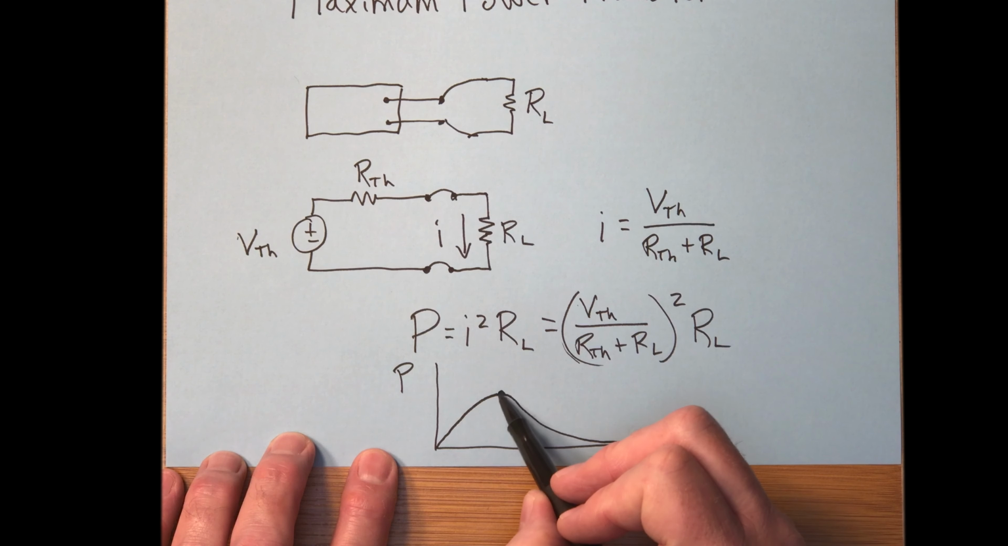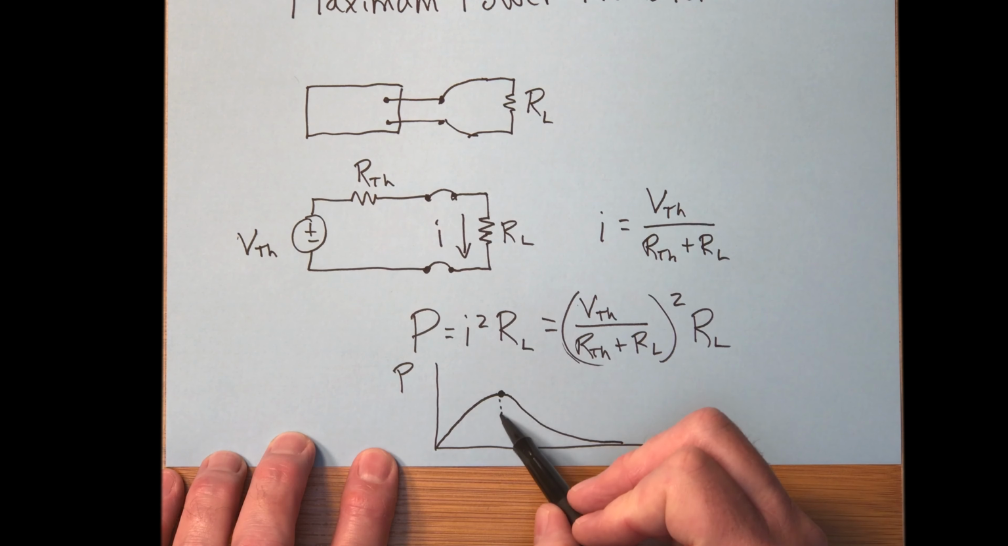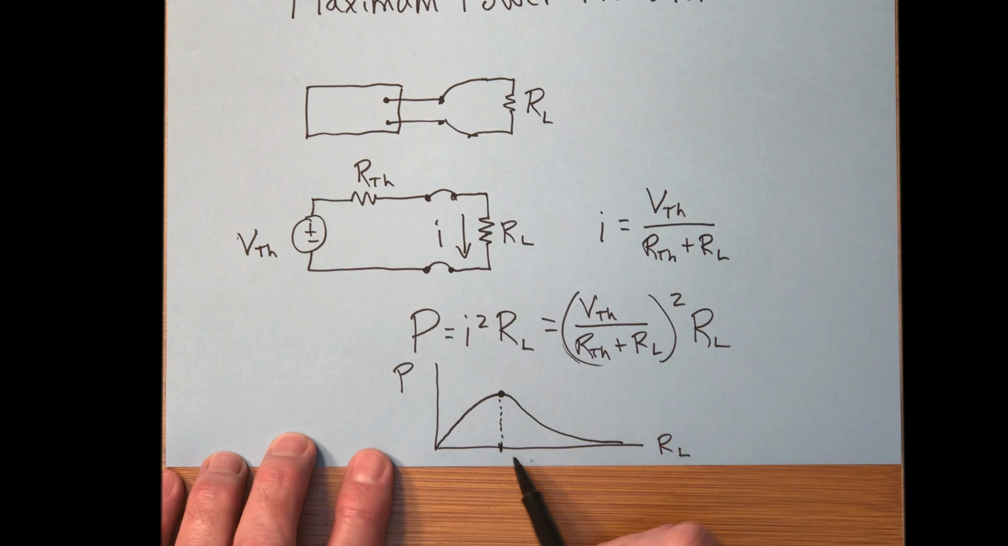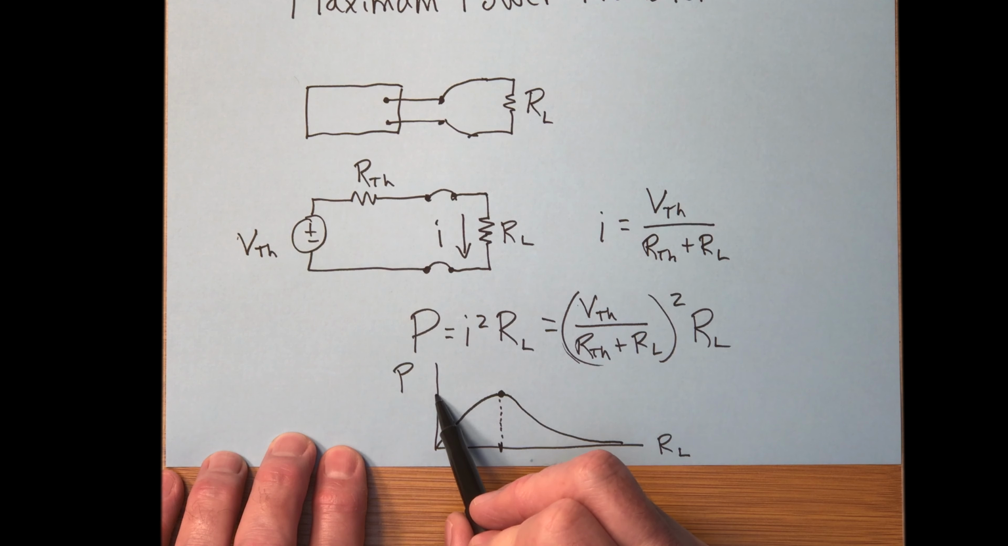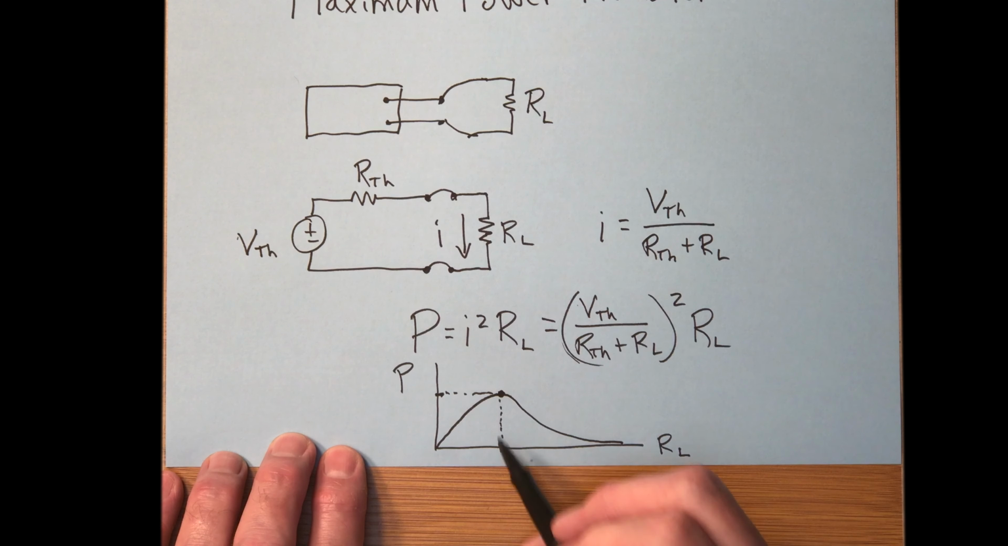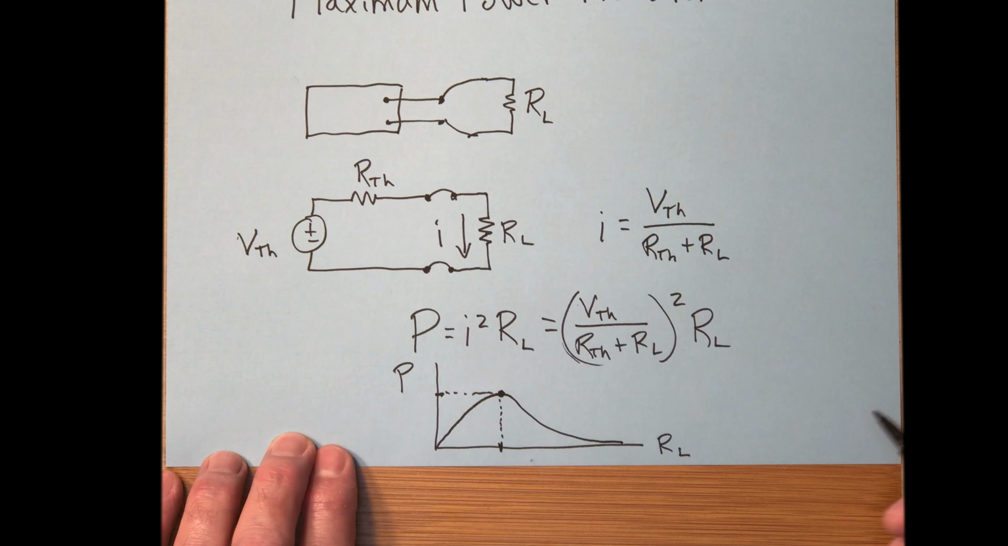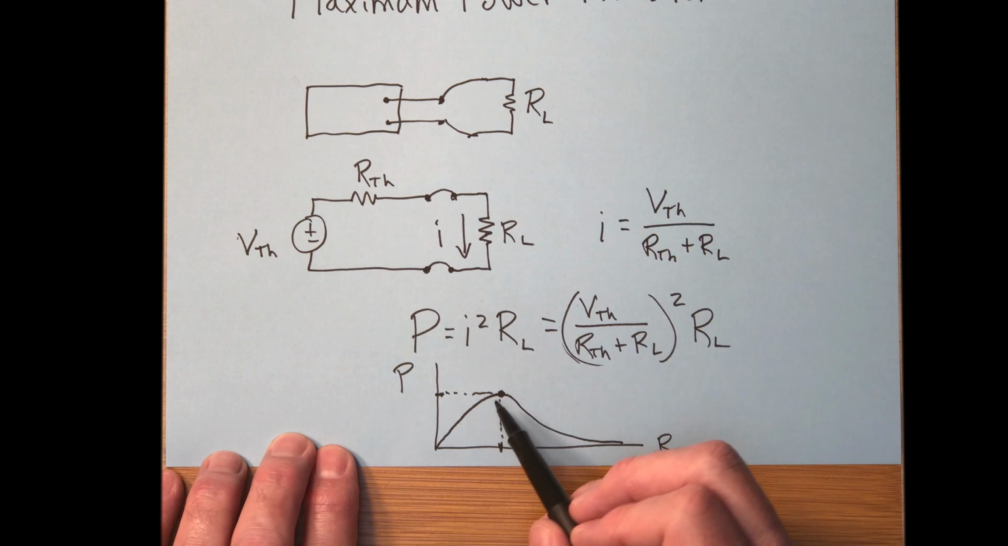So there is a maximum value right here. The question is, what does R sub L have to be in order to get that maximum value? And while we're here, what is that maximum value? What is the maximum power that can exist for any specific circuit? So how do you find the maximum?